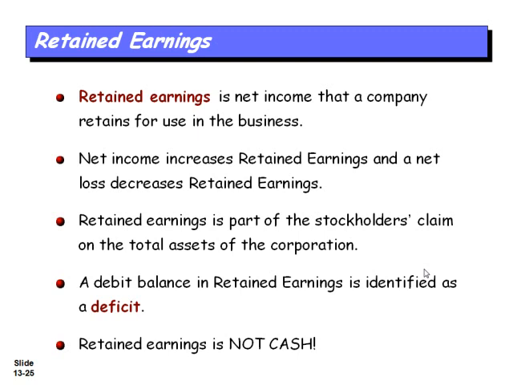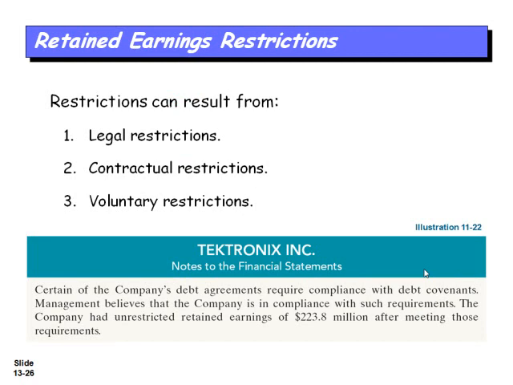Retained earnings is part of the stockholders' claim on the total assets of the corporation. And if retained earnings goes into a debit balance, that means the company has experienced losses. There are restrictions on retained earnings. There are legal restrictions, contractual restrictions, and voluntary restrictions. When companies put restrictions on retained earnings, they're essentially saying these are not available for payout as dividends.